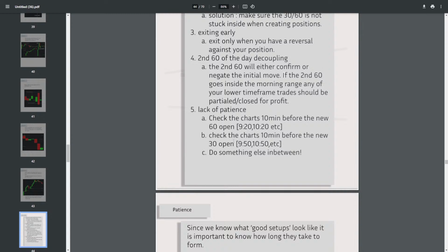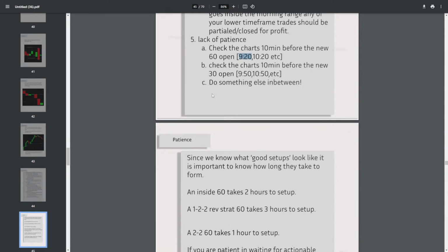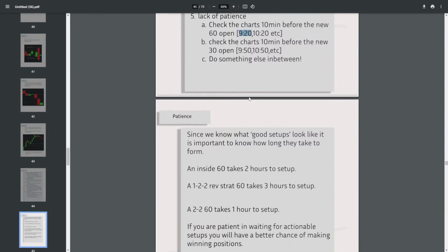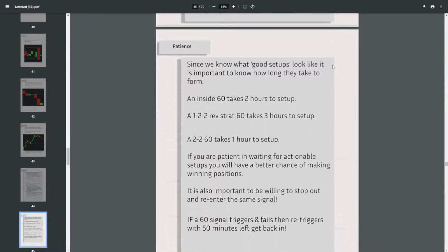So if you have, like we had talked about with the scanning, we want multiple signals in force, right? So if we're checking the charts at 9:20 and we see a 60 inside bar, we can then drop timeframes. Go look at the 30. If the 30 is a hammer rev strat with the 60 inside bar, you can grab the 30 to trigger the 60 and add on the 60 break, 2 positions. And then if that signal works, break even your stop, go do something else. So do something else in between. You don't have to stare at the charts once you have that break even stop in place.